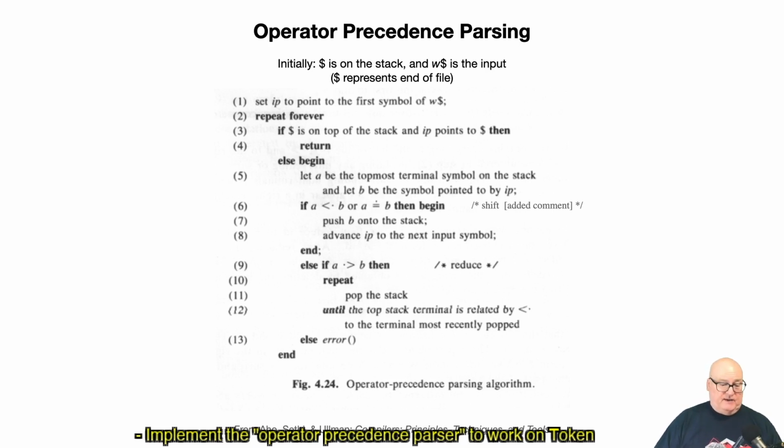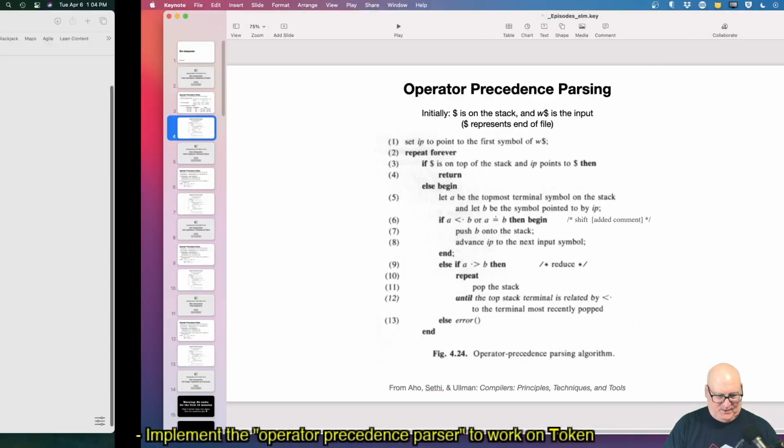The alternative is if A is greater than B, the symbol on the top is greater than the input. Then we recognize we've actually matched something, and we're going to repeatedly pop the stack until we get a less than, a less than from the top of the stack to the most recent pop. So we're going to pop down until we get to a less than. You're trying to match these characters, and as long as you get to the top of the loop there in line 3 with an empty stack and an empty input string, then you've matched correctly. All right, let's go to the code.